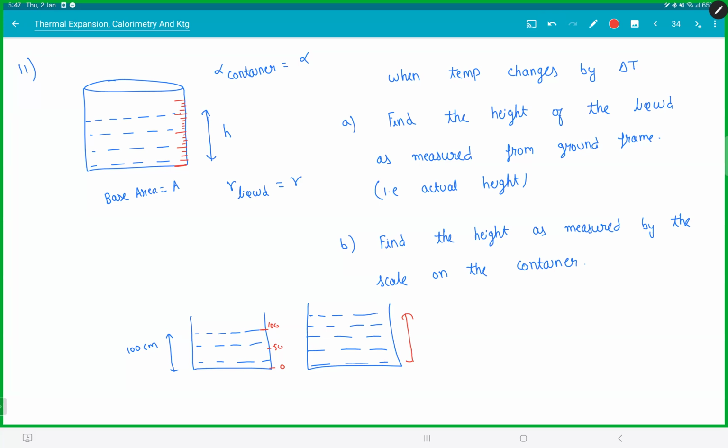The second question: when you heat it up, the scale also gets messed up, right? So this will be 0 somewhere, this will be 50 somewhere, maybe this will be 100 somewhere. Meaning in reality, this will still show some reading of 95. Because the scale is also expanding, it will not show the actual value, it will show something else. So there are two different questions: what is the actual height as seen from the ground frame, and what is the height as seen by the container. The container is measuring with respect to its own scale, which is also expanding, so the reading gets messed up. Is the question clear, everyone?